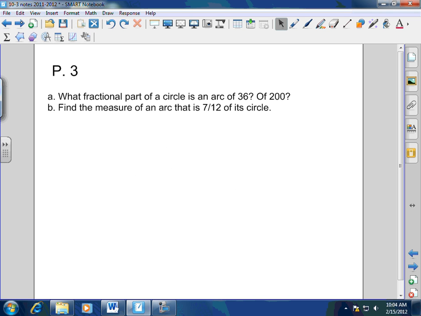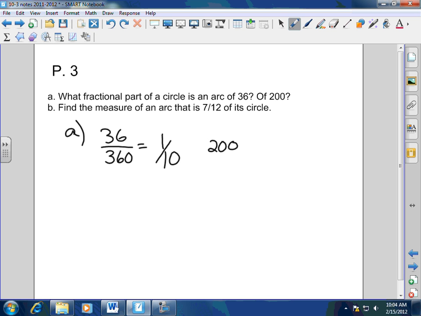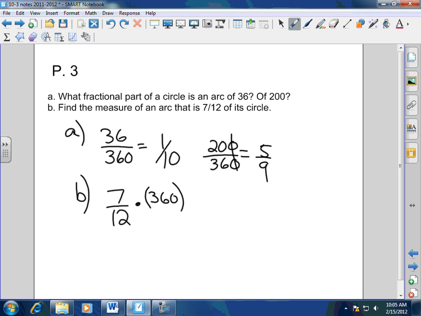Right quick. What fractional part of a circle is an arc of 36 degrees? Very good. 36 out of 360, it's going to be 1/10. What about an arc of 200? 200 over 360, you're going to have 5/9 of the circle. Now, find the measure of an arc that is 7/12 of its circle. Well, 7/12 of means times 360. 360 divided by 12 is 30, times 7 is 210.